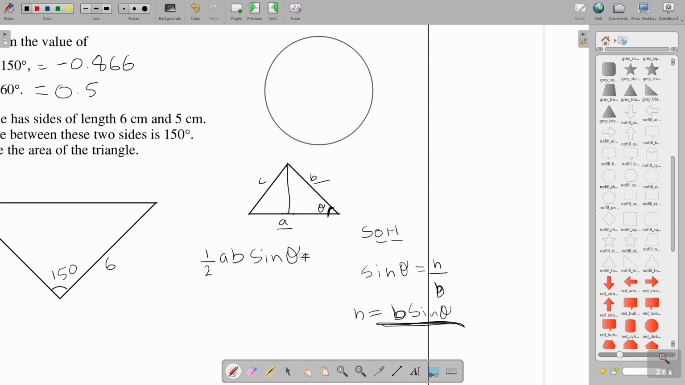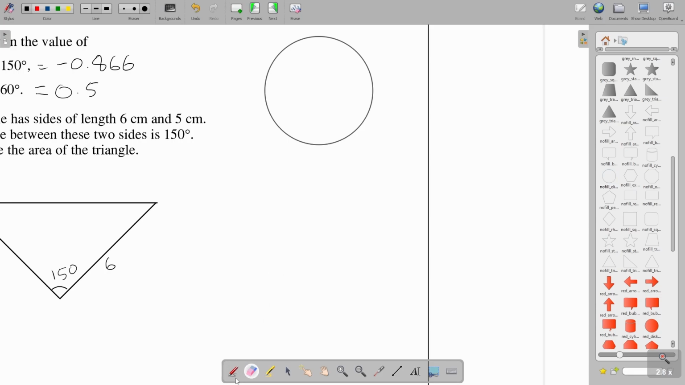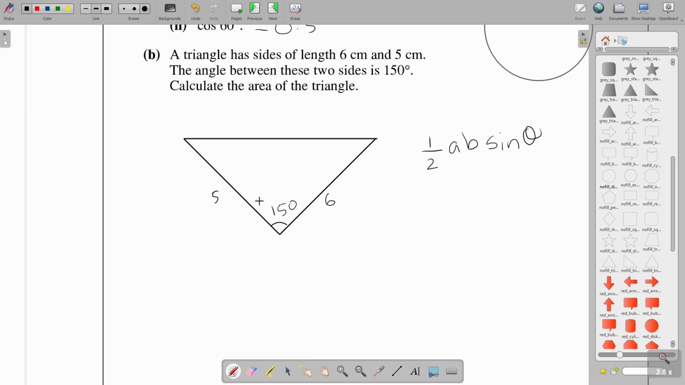B sine theta, since this part is h, this is basically half into a into h, which is half into base into height, which is what we normally use as the formula for the area of a triangle. So now we have a new formula for the area of a triangle when we don't have a height, which is half ab sine theta, where theta is the angle between a and b. And using that, we can now apply it here. We can take any as a or any as b, and we already have the angle in between them. So do half into 6 into 5, which is 30, into sine of 150.